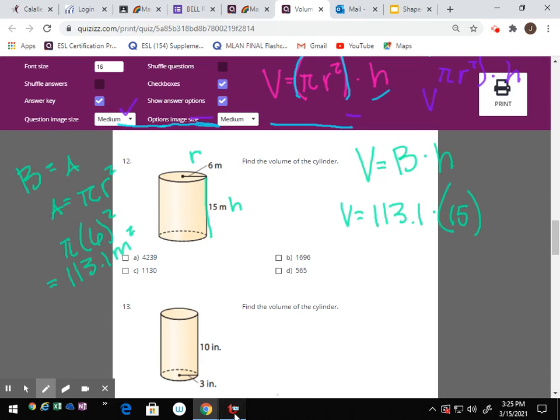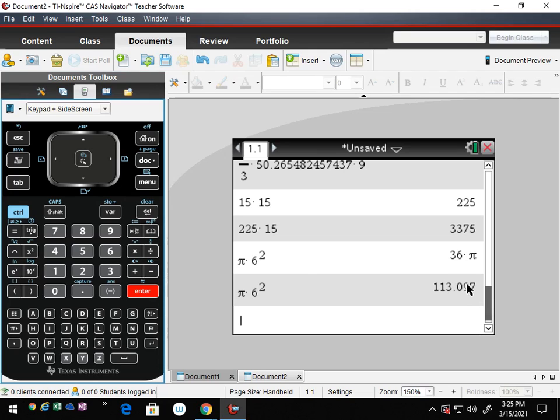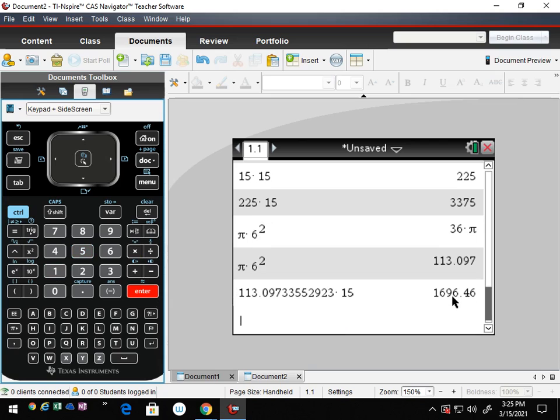All right, so we'll plug this all into the calculator. We don't want a rounded answer, so we're going to use this whole entire thing. So we'll just press arrow up, and we'll press enter, so we get all these decimal places, and times our height, which was 15. We have 1,696 point. We'll round up this time to 5.